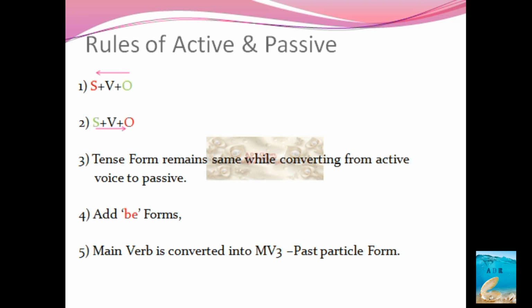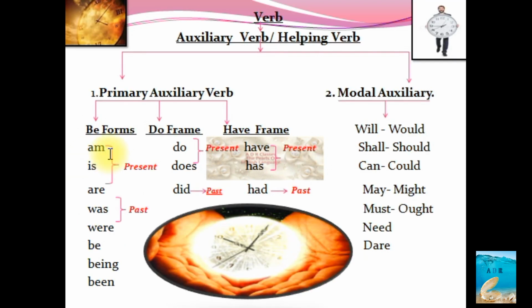So for your convenience, I am showing the be forms here. The be forms are this list: am, is, are, was, were, be, being, been. These are extensively used when converting from active to passive form.